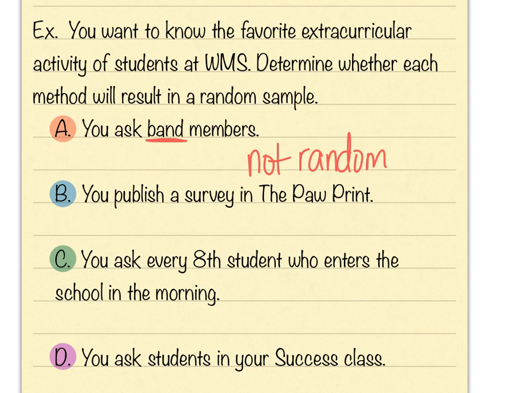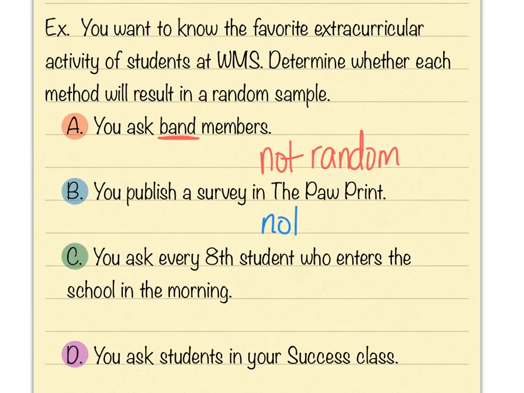For example B, you published a survey in the Paw Print. Now, anyone could read the Paw Print, but a lot of people, let's be honest, probably don't, especially now. So this would be not random. We want it to be random, and this wouldn't be. It's better because you're hitting more students, potentially getting your information out to more students, but it's still just not random.